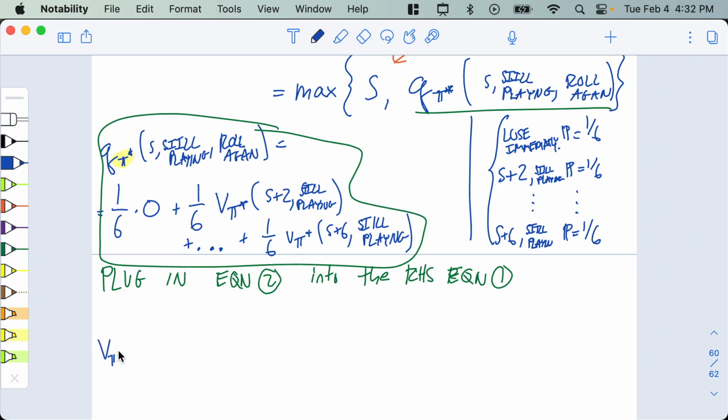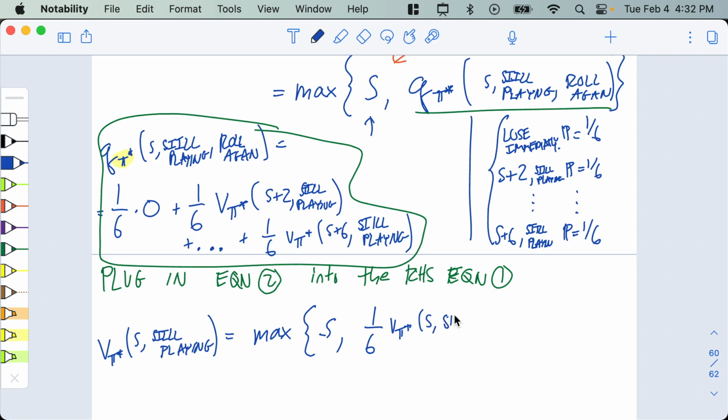It says v pi star of s, comma, still playing, and it's just copying and pasting the maximum of s, comma, right, which is what it was over there, and all this stuff. All this stuff is quite nice. It's got a bunch of 1/6. So 1/6 of v pi star of s, comma, still playing, plus dot dot dot, plus 1/6 v pi star of s, comma, still playing.